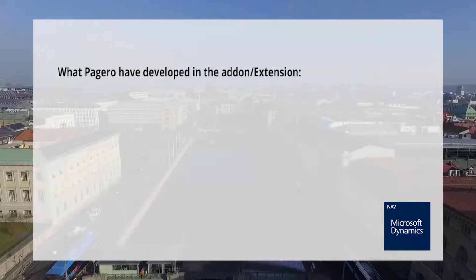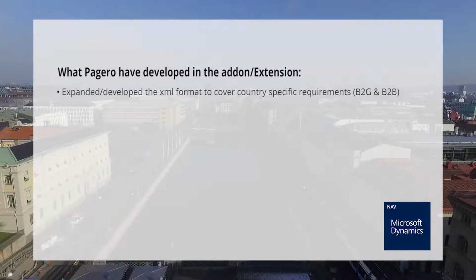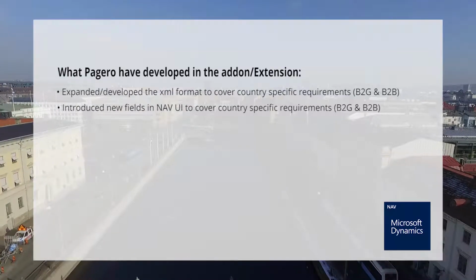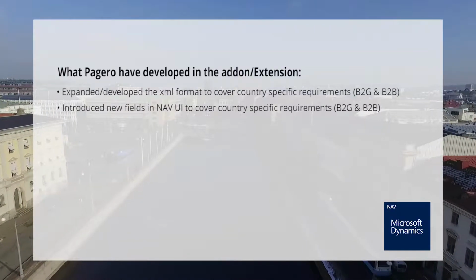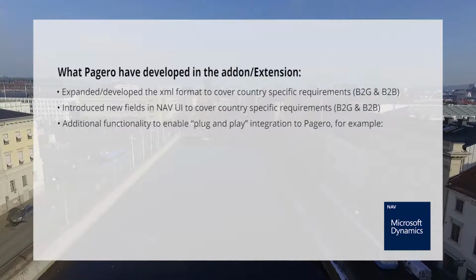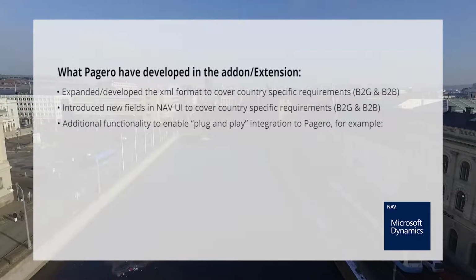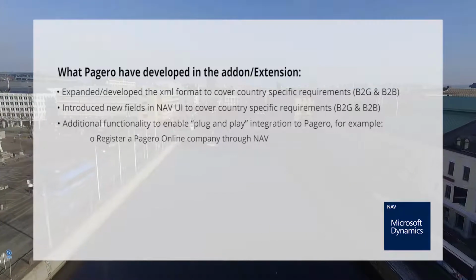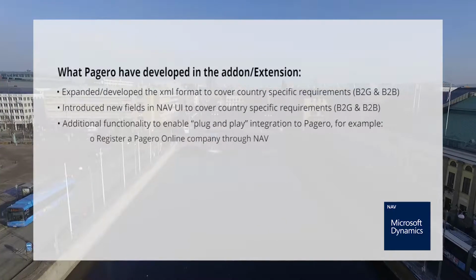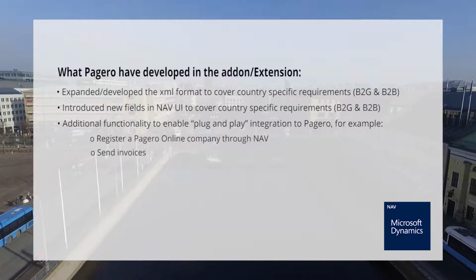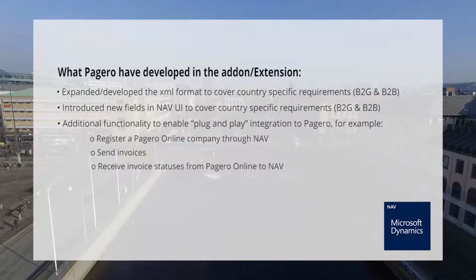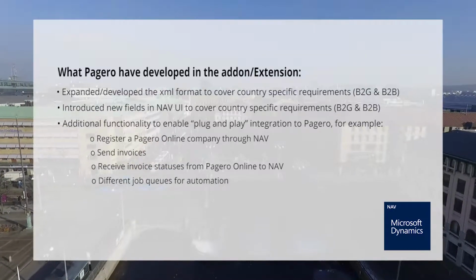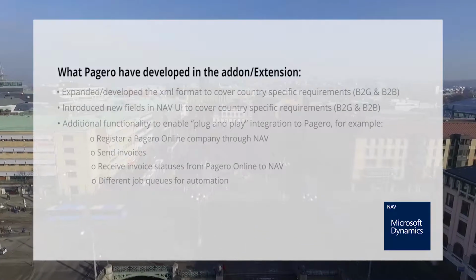Pagero have developed the XML format from NAV to cover country-specific requirements, introduced new fields in NAV's user interface, and added additional functionality to enable plug-and-play integration to Pagero. For example, you can register a Pagero Online company through NAV, send invoices, receive invoice statuses from Pagero Online to NAV, and obtain different job queues for automation.